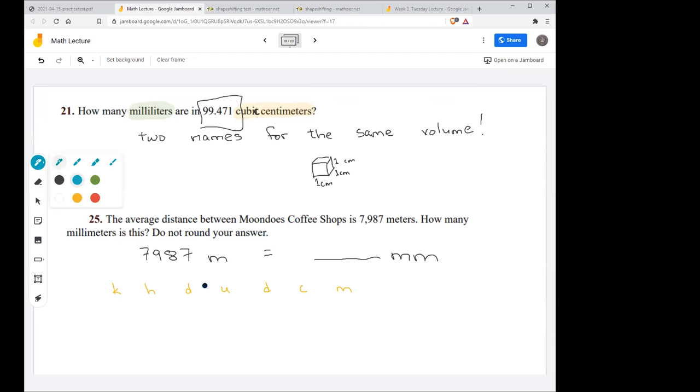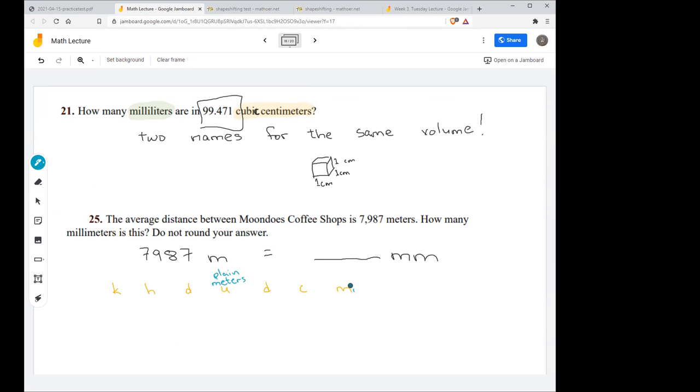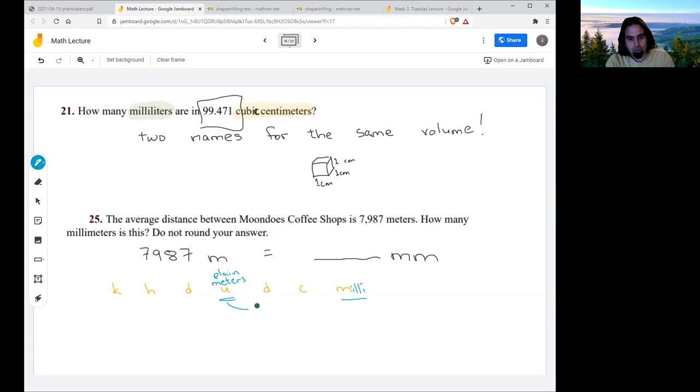Would you start at the U? We start at the U because that's just plain meters, and then go to M? And we go to M, which is the millimeters. So from here to here, 1, 2, 3 to the right. So we take that and go 1, 2, 3 to the right, which is going to put 3 zeros after it. And we're done.